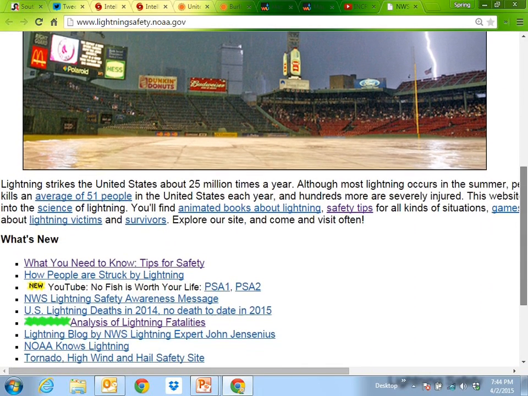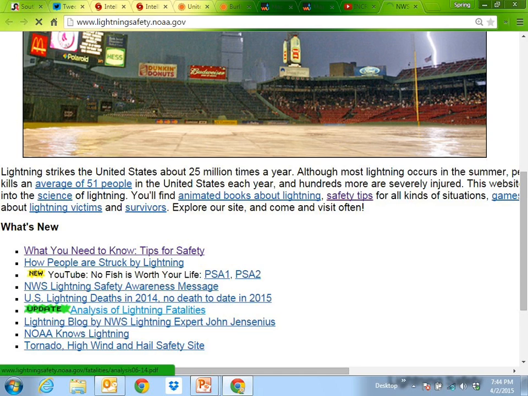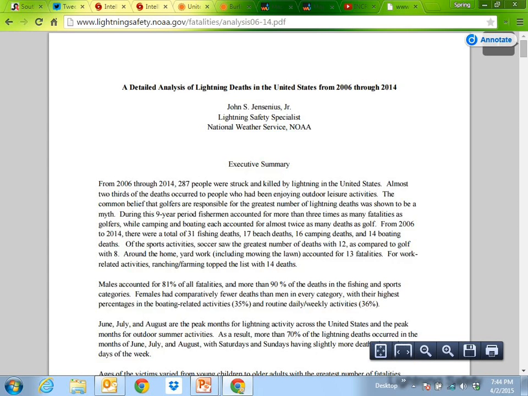So, for instance, analysis of lightning fatalities. I mentioned it's not golfers, right? You always think, well, duh, come in from the rain. But notice that they went out and gathered the data, and it says that 2/3 of the deaths are from people who are outside doing something they love, enjoying something leisurely, right? This is deaths by lightning strikes. And during this 9-year period, fishermen accounted for more than 3 times as many as golfers. And camping and boating was not good either. So don't become a statistic.